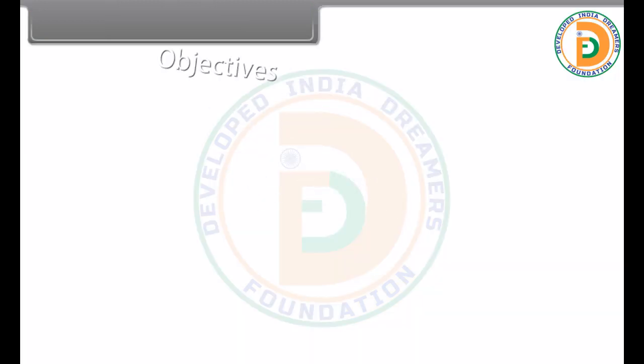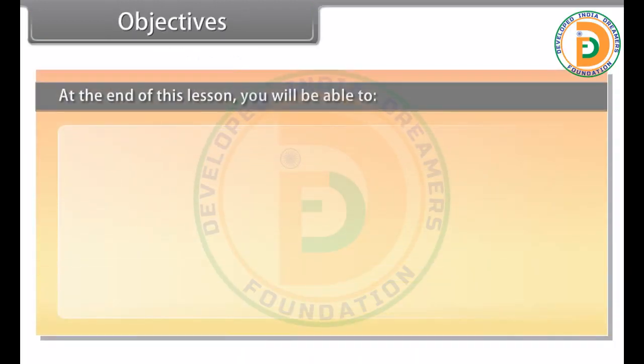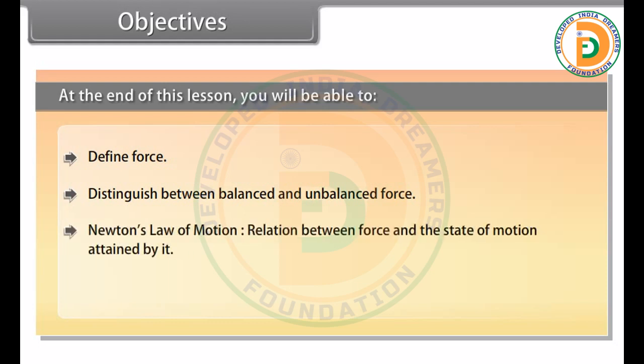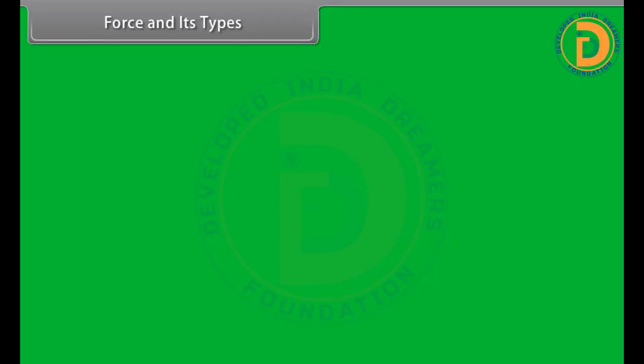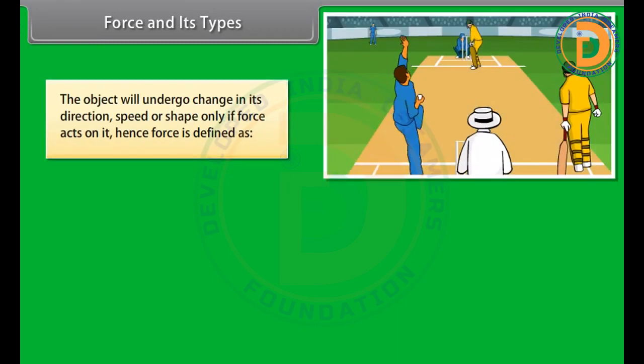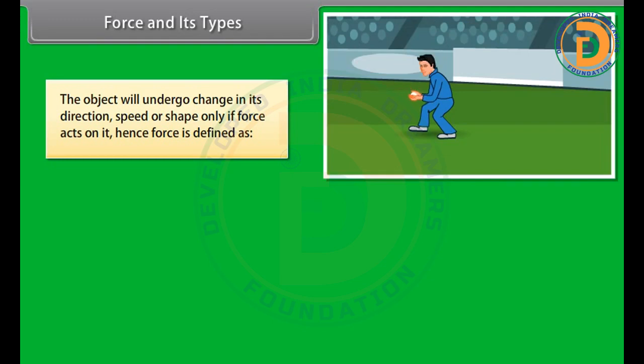Objectives. At the end of this lesson, you'll be able to define force, distinguish between balanced and unbalanced force, understand Newton's laws of motion, the relation between force and the state of motion attained by it, understand the conservation of momentum, force and its types. The object will undergo change in its direction, speed or shape only if force acts on it.